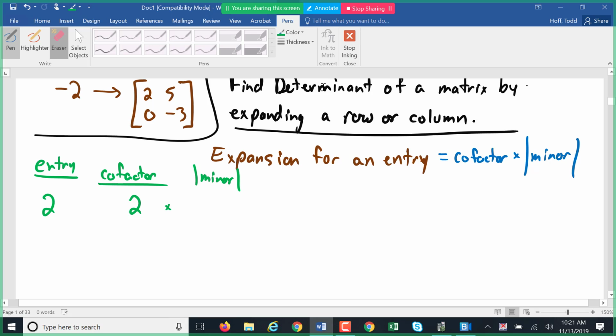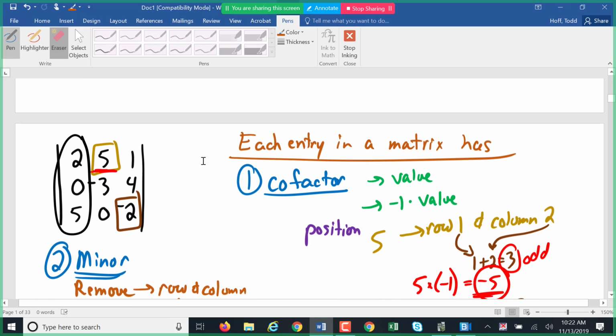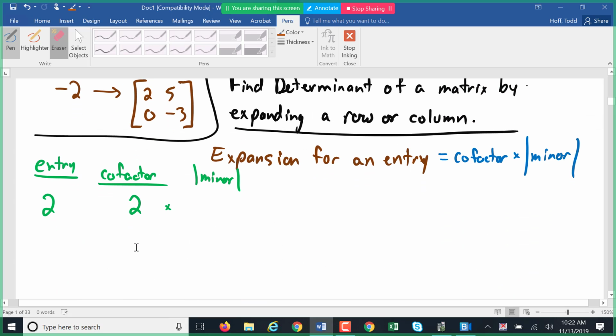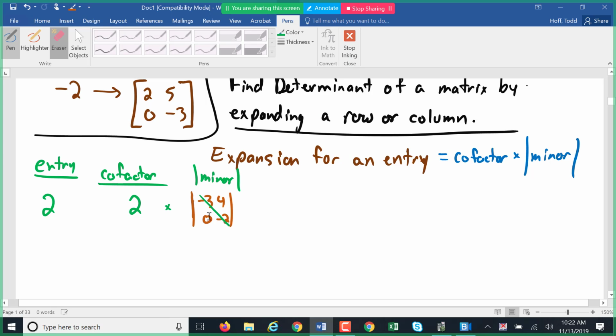Well, the minor for that 2, if I cross out the row and the column, I'm left with negative 3, 4, 0, negative 2. So I've got a negative 6 minus 0, so that's a negative 6... the determinant of that minor is a 6. So 2 times 6 is 12. The expansion for the 2 is a 12.